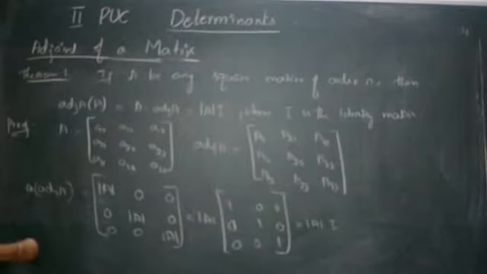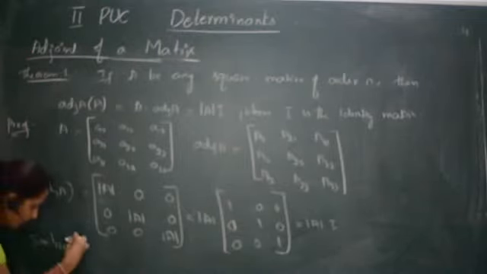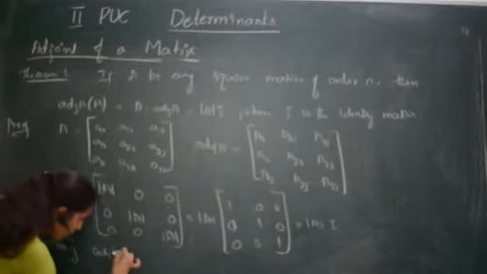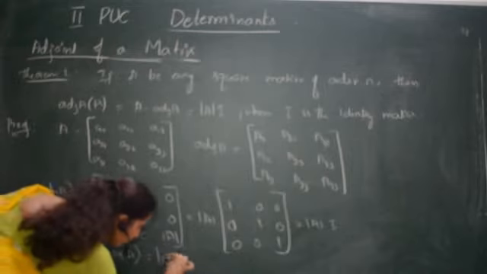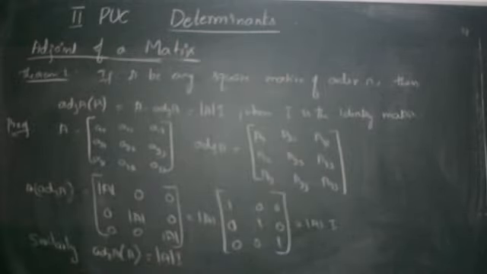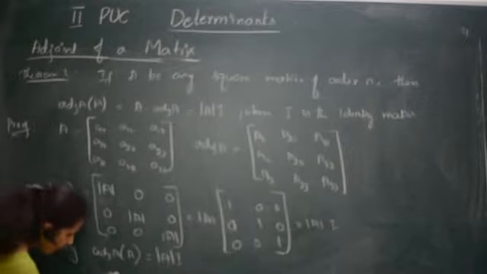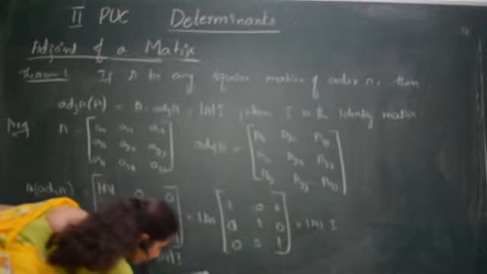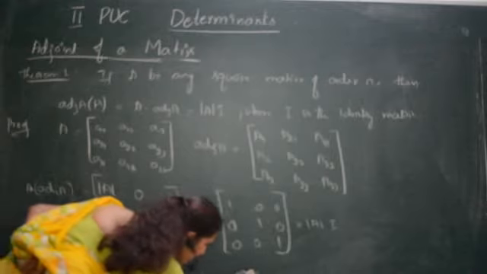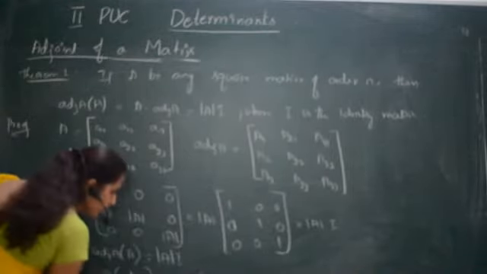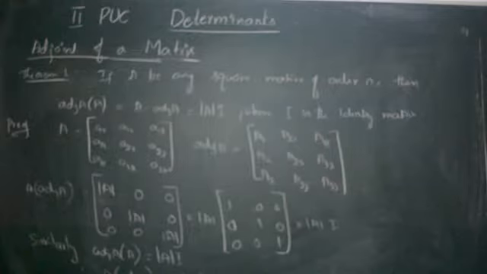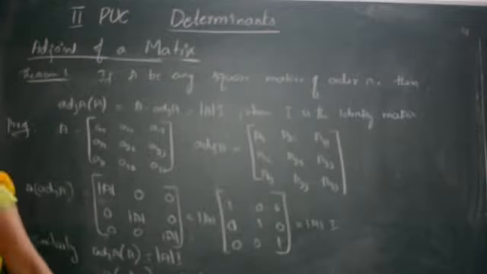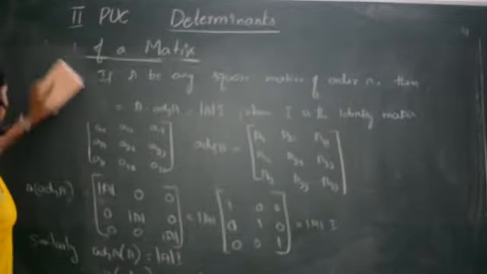Therefore, similarly, you can write adjoint of A into A is equal to determinant of A into I. Therefore, A into adjoint A is equal to adjoint A into A, which is equal to determinant of A into I. So this is one of the important results. This is a very important theorem also.